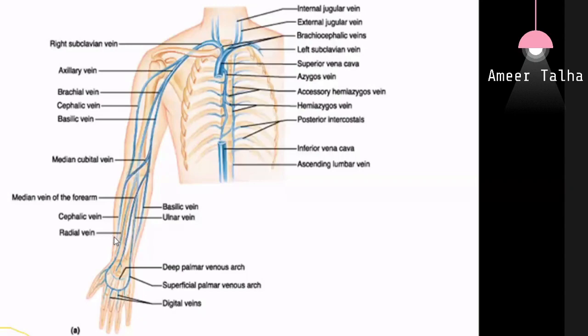Then what would happen? If we are talking about the cephalic vein, it would run vertically upwards on the lateral side of the forearm. In the region of cubital fossa or elbow joint, it gives a communicating channel that would run medially and upwards and would join.